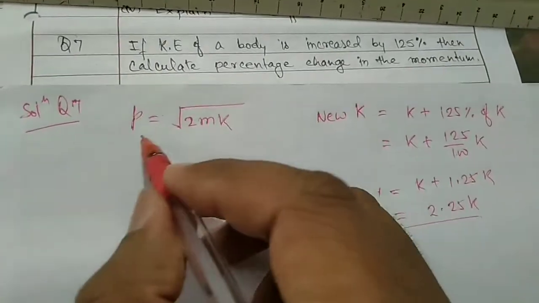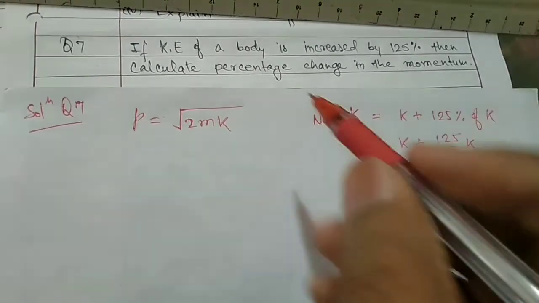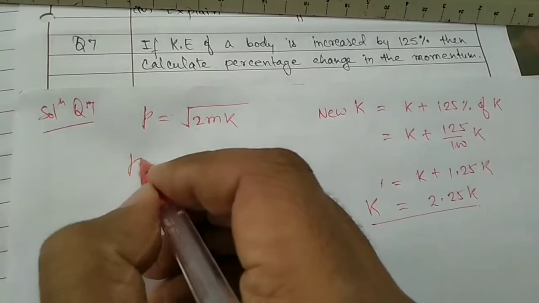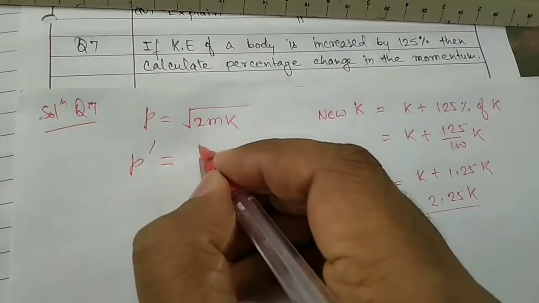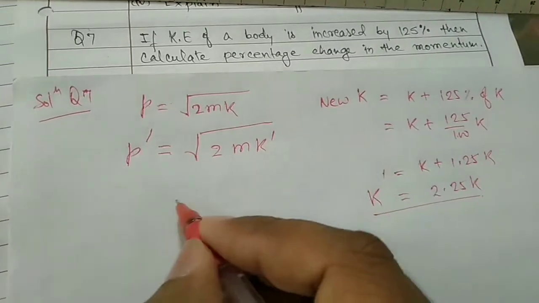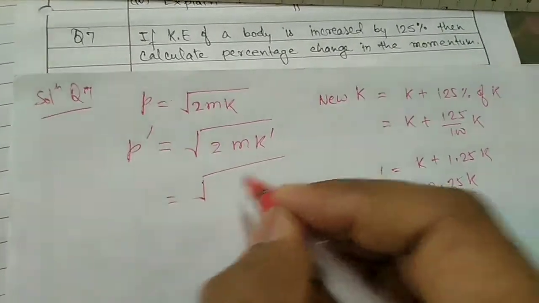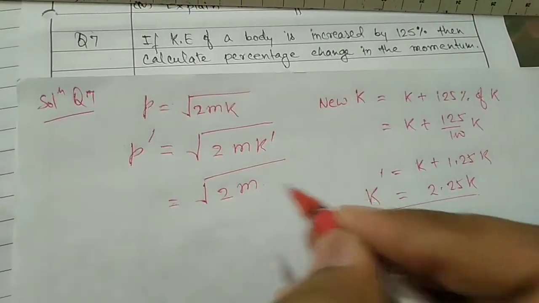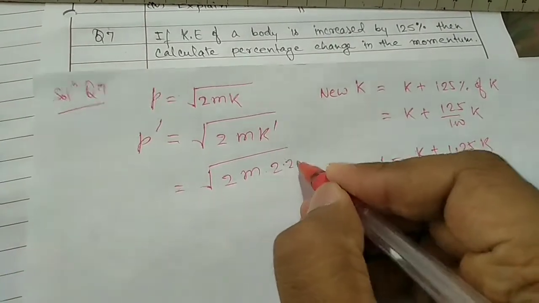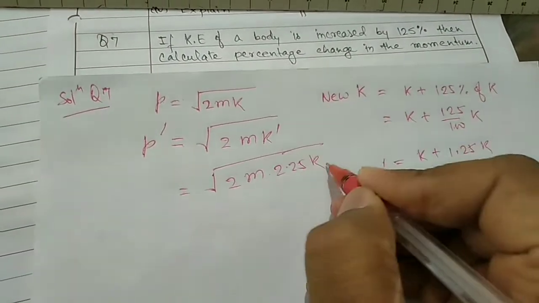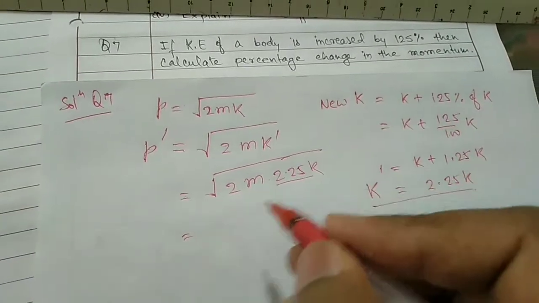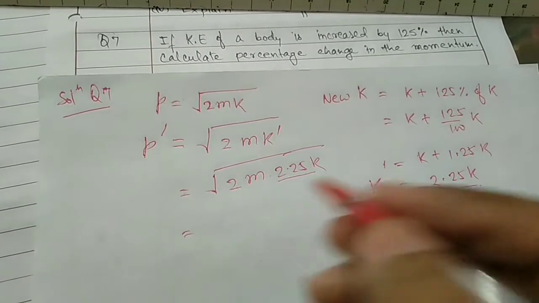So initially it was P is equal to root 2mK. If K is increasing, P will also increase. So I'm just giving the symbol, P dash is equal to under root 2m K dash. Let's fill the value of K dash. So 2m K dash is 2m into 2.25 K. So you can say 2.25 is the square of 1.5.